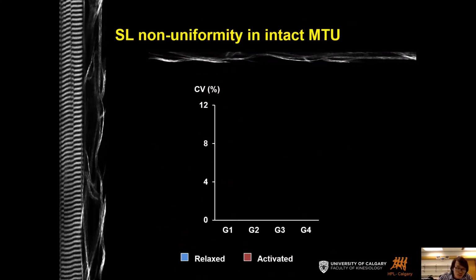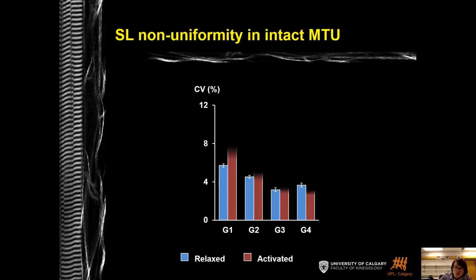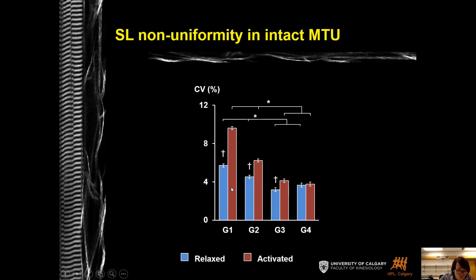Here are the results of sarcomere length non-uniformity in the intact muscle-tendon unit. The y-axis indicates the coefficient of variation in percentage, and the x-axis shows the different groups from group 1 to group 4. In the passive state, sarcomere length non-uniformity ranges from 4 to 6%. Upon activation, the sarcomere length non-uniformity increased to as high as 10% in group 1.